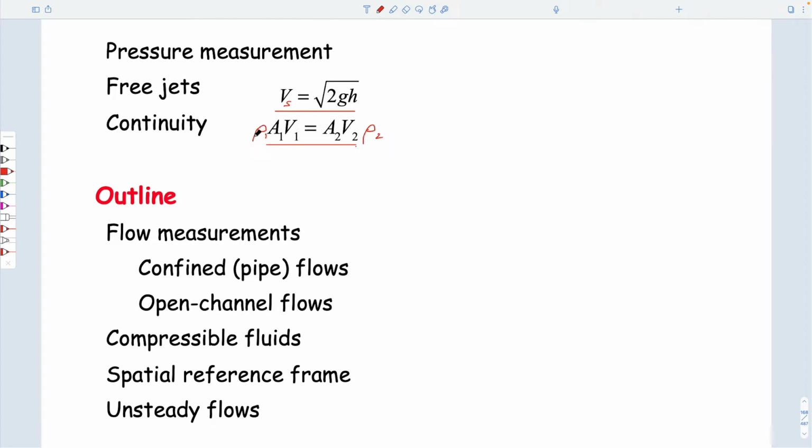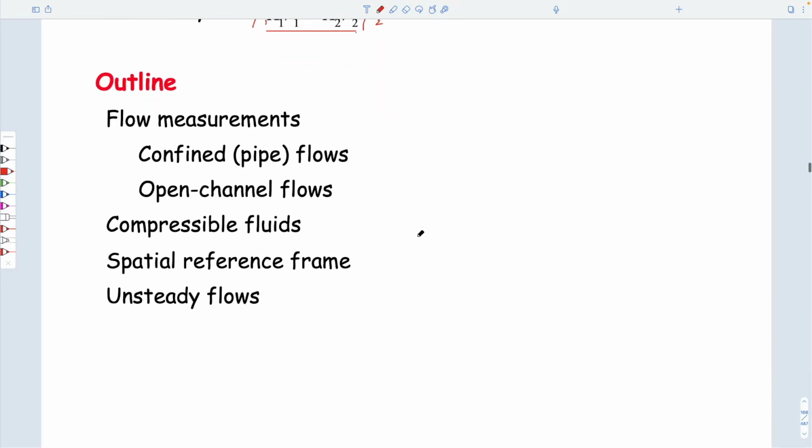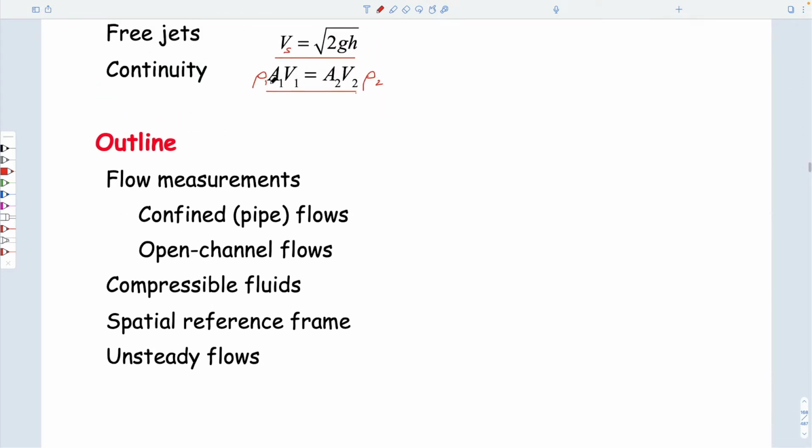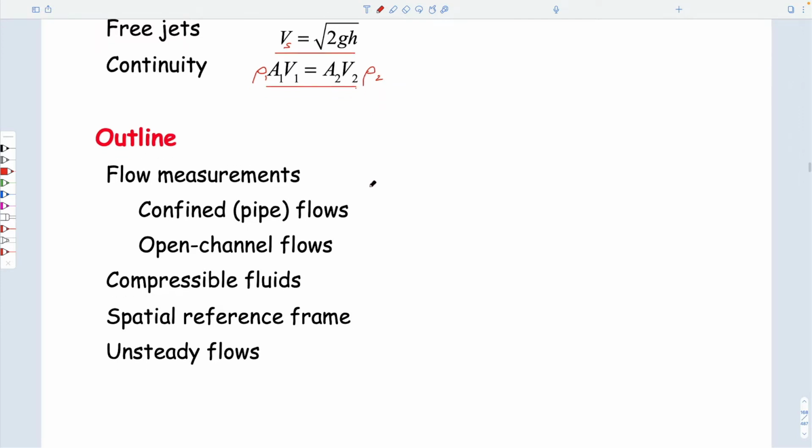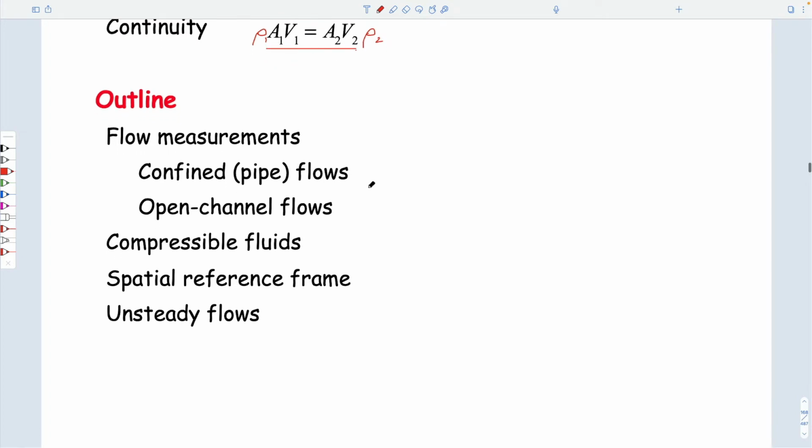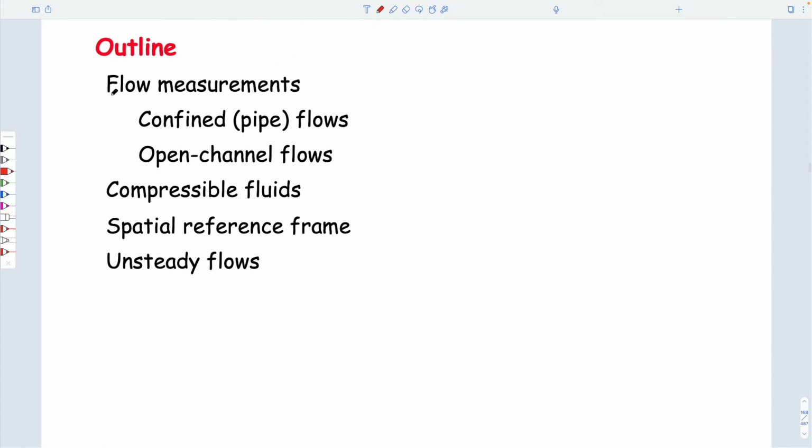We always take the densities upstream and downstream to be the same, so they cancel out and we don't have to worry about it. But that's the more correct way of writing it. Instead of a volume rate balance, it's a mass rate balance in terms of kilograms per second. And so today we'll talk about flow measurements, as I mentioned.